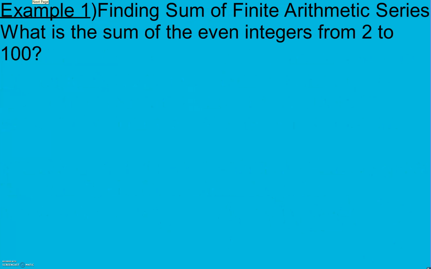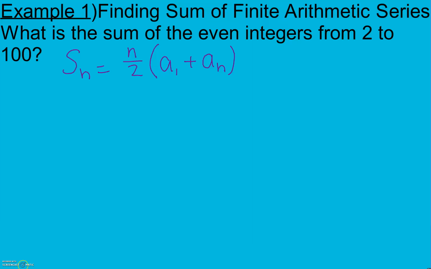So example 1 here says, finding the sum of a finite arithmetic series. We want to know, what is the sum of the even integers from 2 to 100? So our formula here, we have S sub n equals n divided by 2 times the value of our first term plus the value of our nth term. Now, we know our first term and our last term, so we can plug those in.